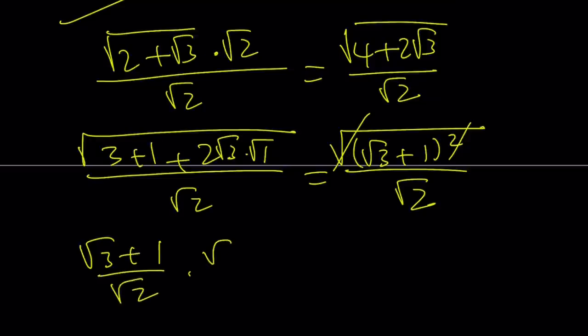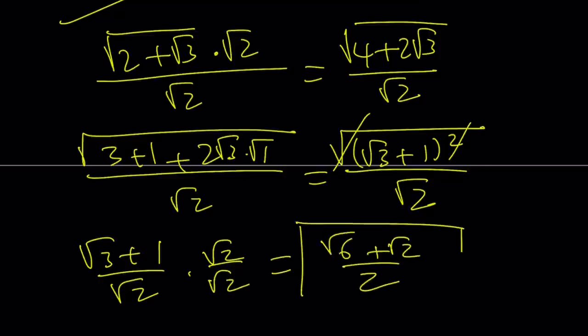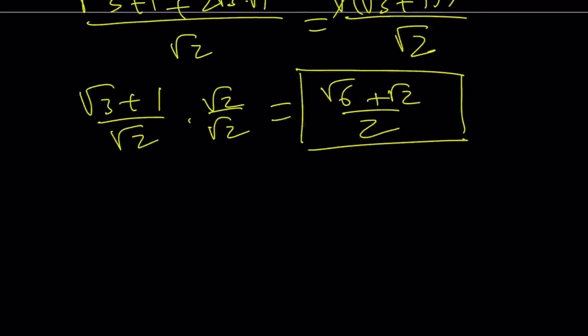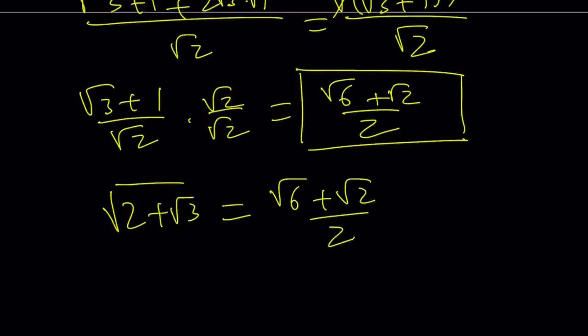And if you multiply by the conjugate, you're going to get root 6 plus root 2 divided by 2. So that is my first one. And similarly, square root of 2 plus root 3 can be written as root 6 plus root 2 over 2. And if you put a minus sign, this is going to be a minus sign.